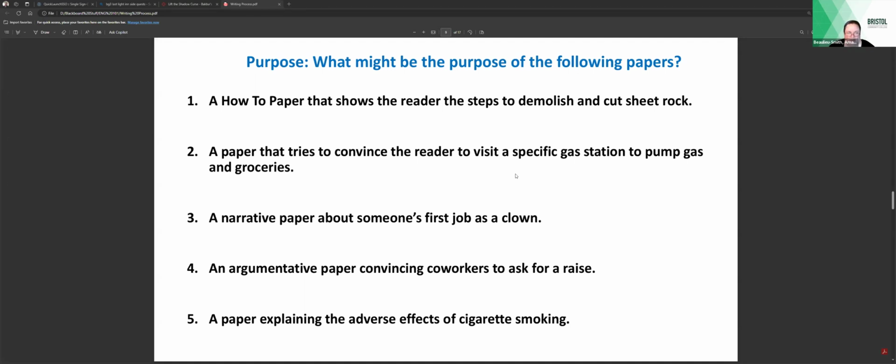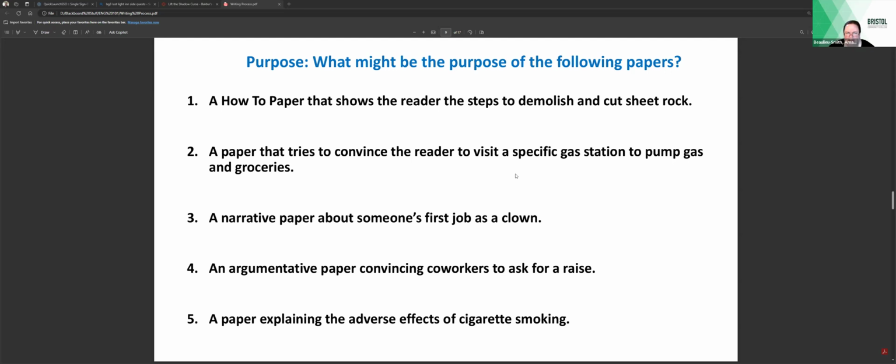Number 3. A narrative paper about someone's first job as a clown. This might be a little bit challenging. It depends on how the paper is written. This could definitely be entertain, but this can also be inform.